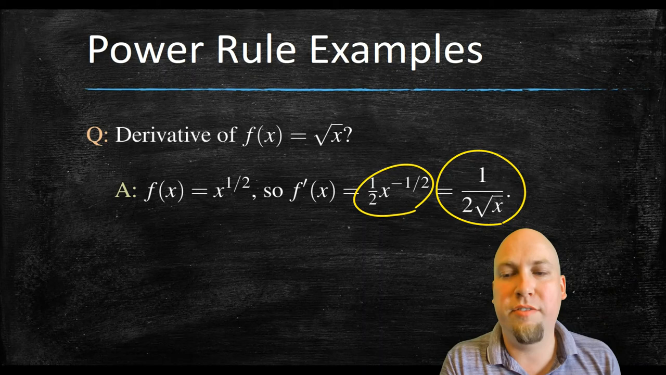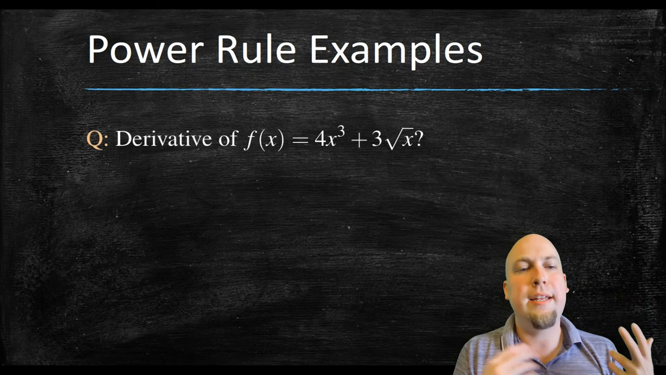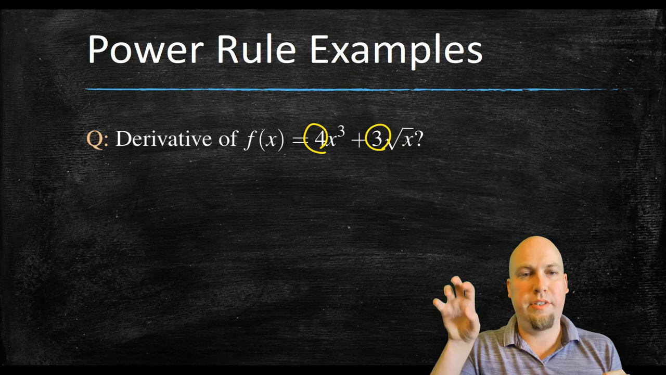All right, one final example. What about if you have something like this where it's 4 times x cubed plus 3 root x? Okay, and the point here is the scalars that are out in front. How do these screw with derivatives? If I have a derivative of a number times a function, what happens to the derivative? And it turns out nothing weird happens, okay?